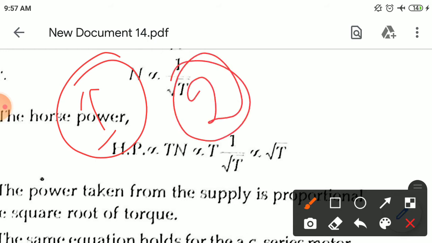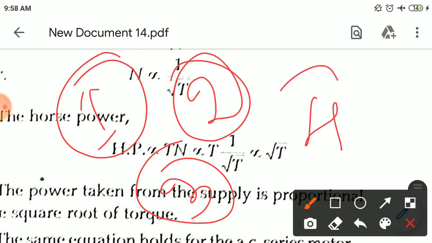Why are series motors preferred for the traction system? First point, it gives a high starting torque. Second point, it has a high free running speed. The third point is that the speed automatically decreases as the torque increases. That's the third point.